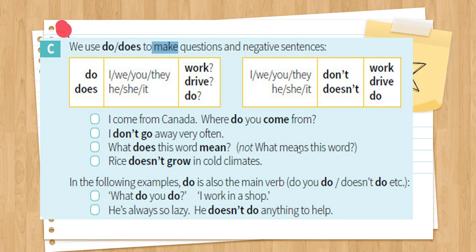And not what means this word. This is incorrect, okay? Although some people use it this way, it is incorrect. But in this class, in this lesson, in this unit, you are learning correct grammar, okay?